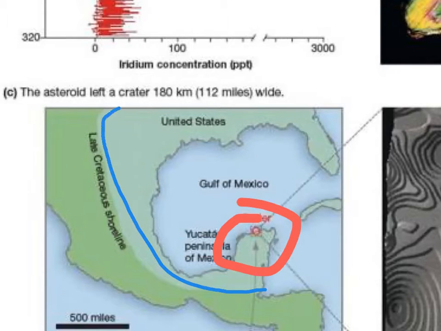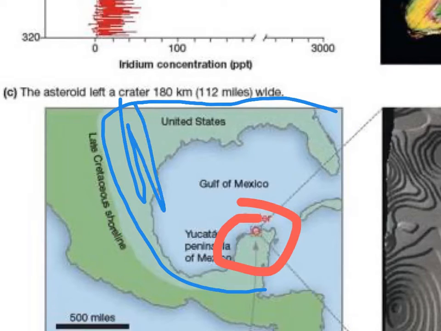That went all the way up into what is the present day United States. The thing is, at this time, there wasn't one North American continent. There was actually an inland sea that went all the way up into Canada. And so there's evidence that it affected that all the way up there as well.